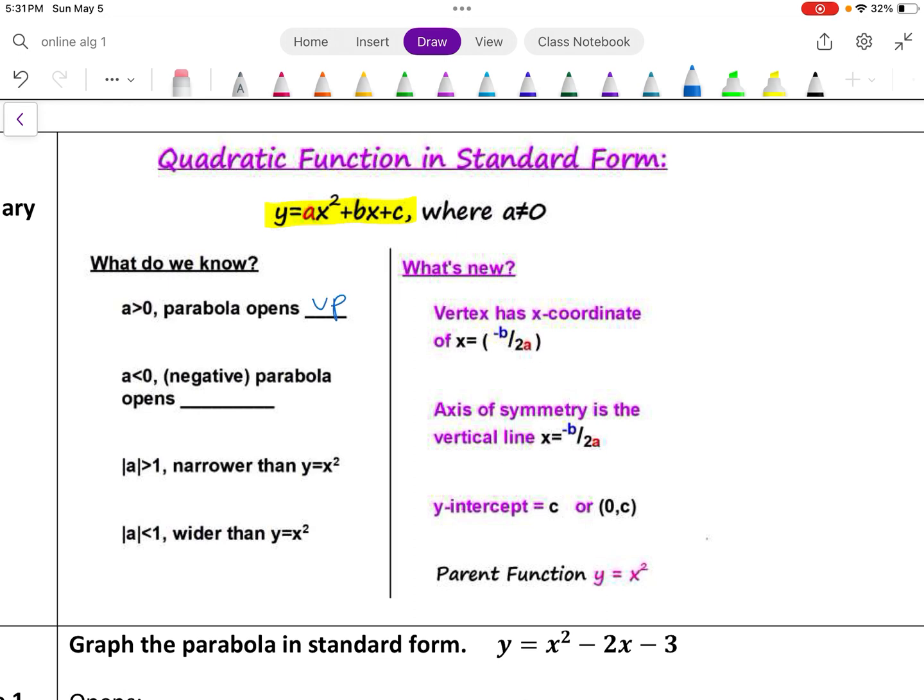Our a value is pretty much the same. So if it's positive, it's going to open up. If it's negative, it's going to open down. The larger a is, the more narrow your parabola will be. The smaller a is, the wider it will be.